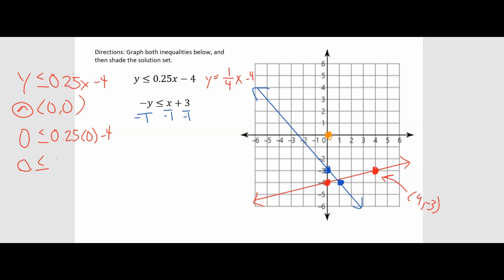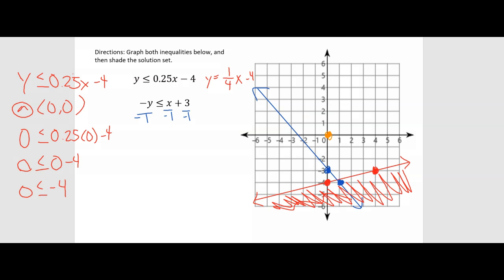So I get 0 is less than or equal to negative 4. That is not a true statement. So I'm going to shade on the other side of the red boundary line. I'm going to be shading this side.